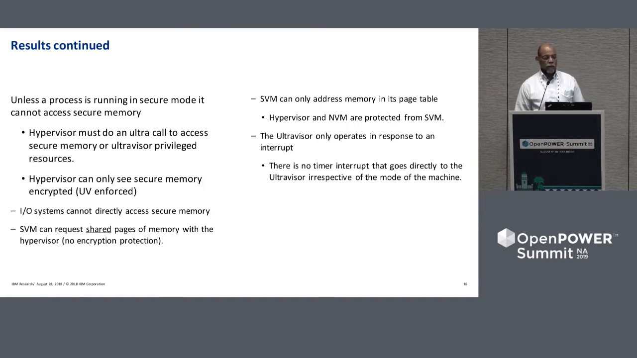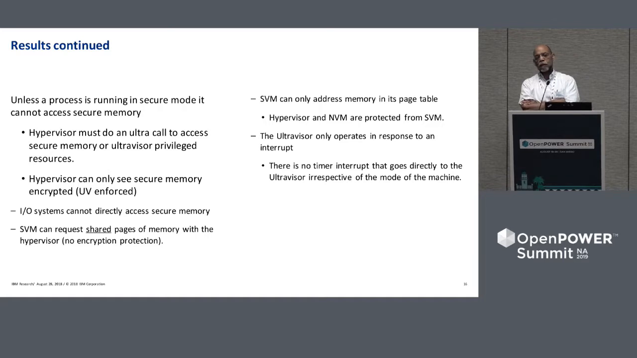Okay, so unless a process is running in secure mode, it can't access secure memory. I've made that point a couple of times. Told you that you've got to use the hypervisor to use certain resources such as PTCR in the architecture. The hypervisor can only see secure memory encrypted. This feature is enforced by the ultravisor. If the hypervisor couldn't actually get access to the secure memory, it couldn't do paging for the ultravisor.